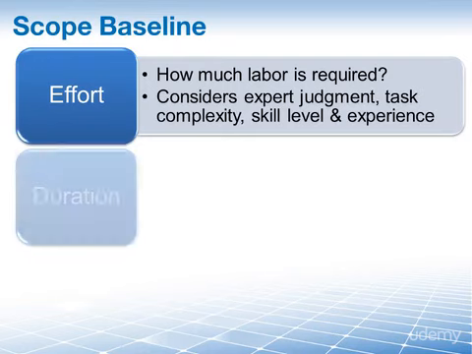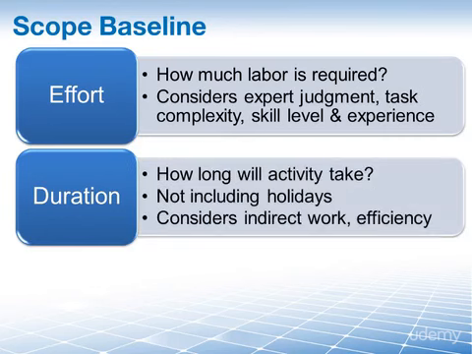Then at the next level we have duration. This is the total number of work periods, not including your holidays or the non-working periods. This considers not only the hands-on work or effort, but also the related indirect work. This includes the resource availability and resource capabilities. So if we have an effort of X, but we have somebody who is a bit slower, the resource capability, then we end up with a duration that is longer than the estimated effort.